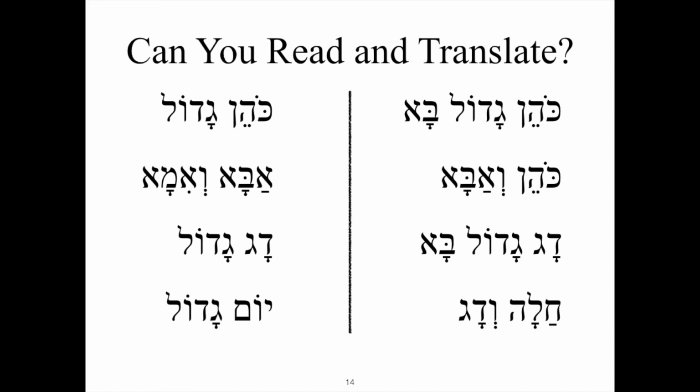Okay, what else we have here? What's this say? You know what this says? Abba ve Ima. I'm confusing myself. But father and mother. Yes, very good. And let's see. What about this one over here? Dog gadol ba, which means a big fish comes. Mm-hmm. And then this one says Yom Gadol. So Yom is day, big day. Oh, it's a big day. Or high day. Very good. Yes.